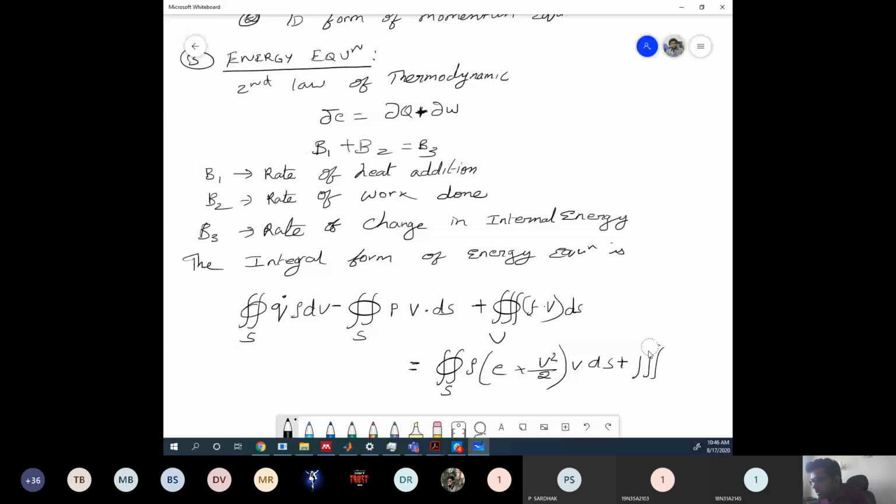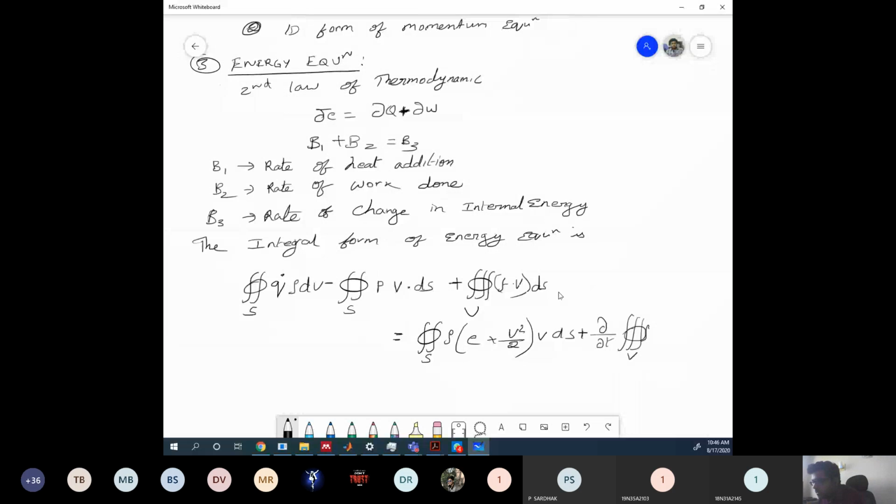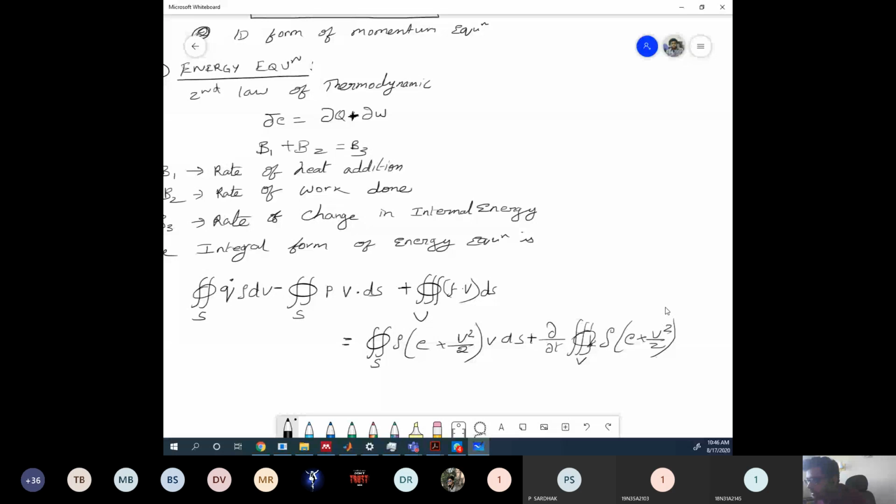Time rate of change, dou by dou t, of the volume integral of rho into E plus V square by 2. Same thing, we are taking the time rate of change. So this will be dV. Okay, time rate of change.